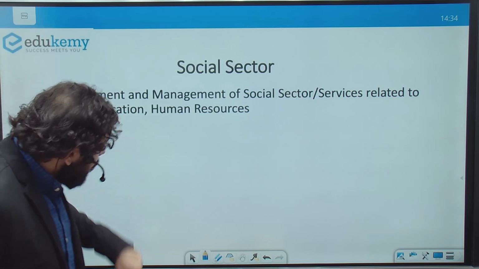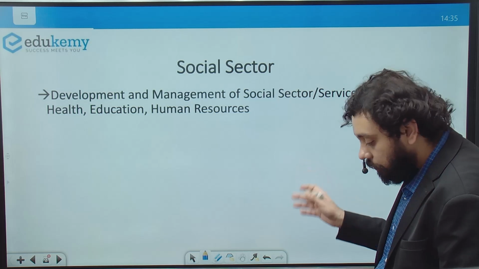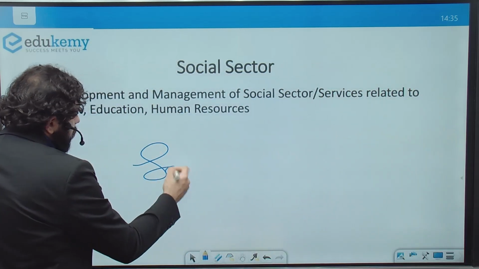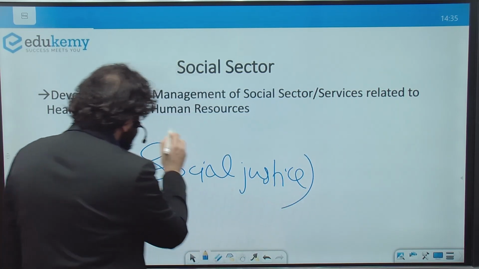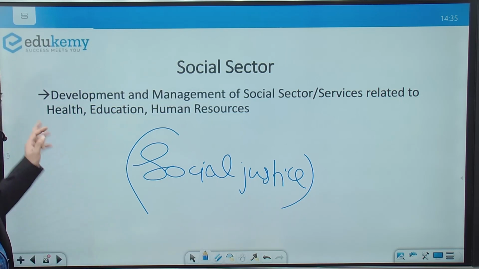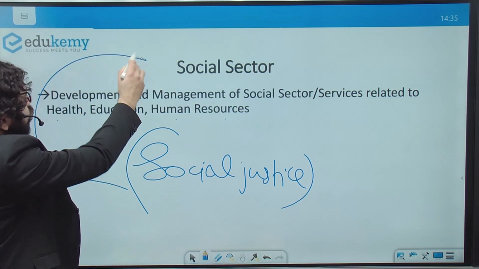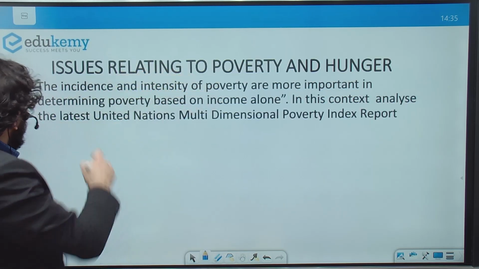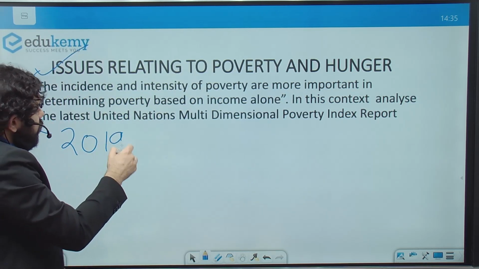Now we are moving from the idea of governance and polity to the idea of social justice. This is the third element we have understood: social justice. So, for instance, development and management of social sector services related to health, education, and human resources is a part of social justice. Similarly, issues relating to poverty and hunger are also a part of social justice. You can take a look at this question. This is a 2019 question.